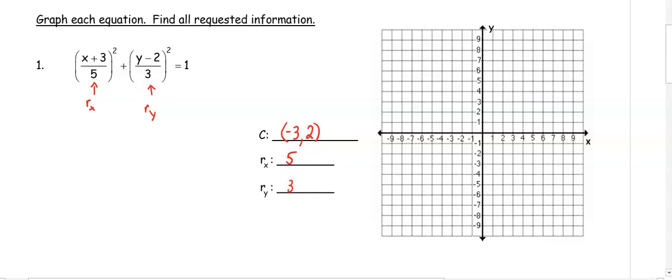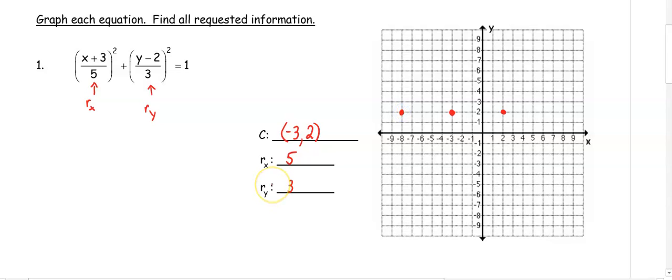So you're going to plot your center point just like we did for circles. So we have negative 3, 2. The x radius is 5. So from the center, we're going to go 5 to the left and 5 to the right because we're moving along the x-axis. So I go 5 to the right and I go 5 to the left.